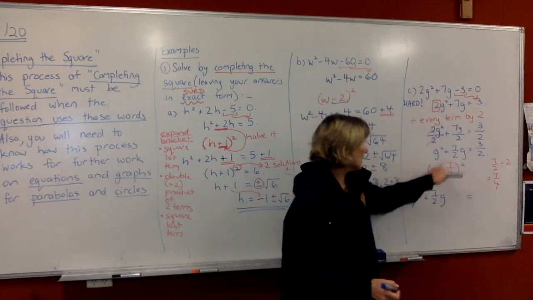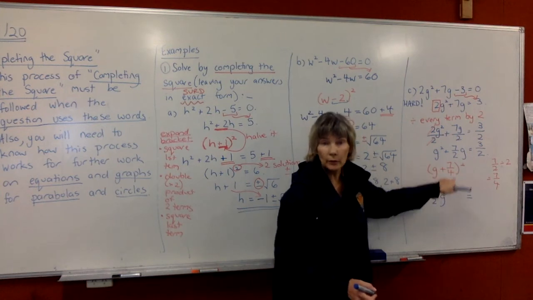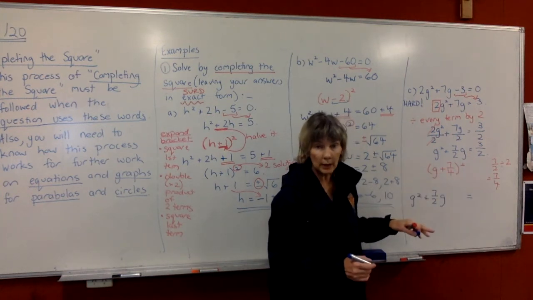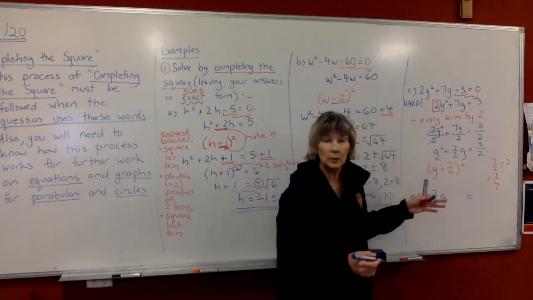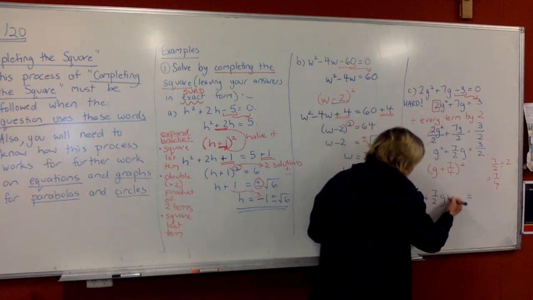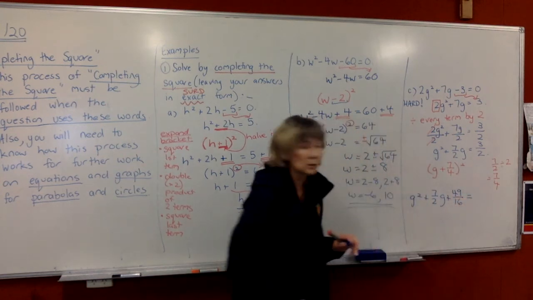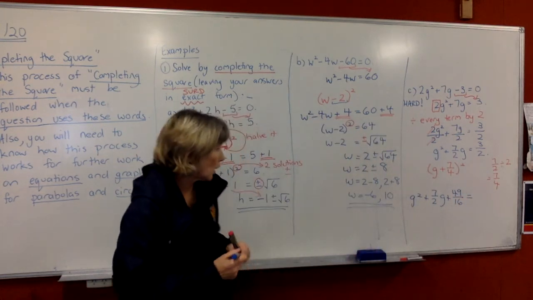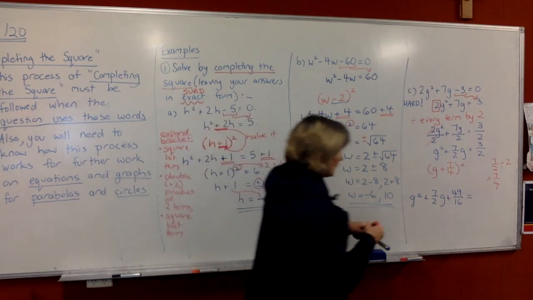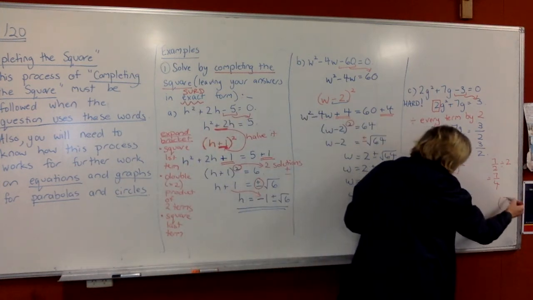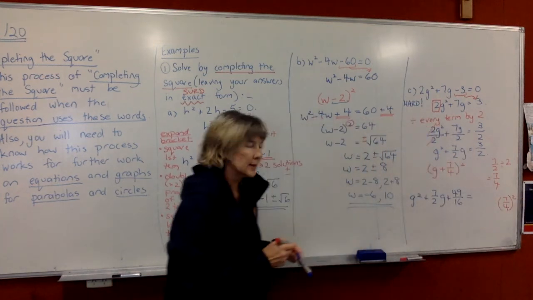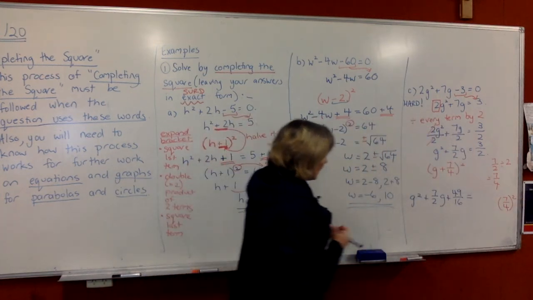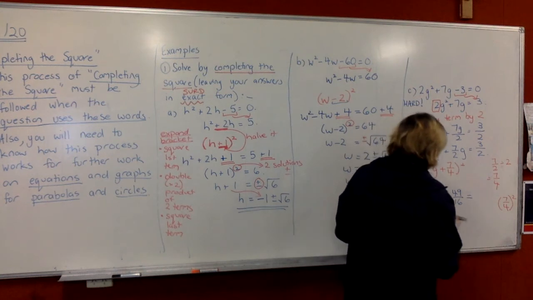Then we're going to square the last term. 7 over 4 squared. Use your calculator, or you can square the top and square the bottom. 7 squared is 49. 4 squared is 16. I'm pretty sure that's what the calculator will give you if you type it in as 7 over 4 squared like that. It will give you the 49 over 16. Okay, and we've got 3 over 2 over here on the side.